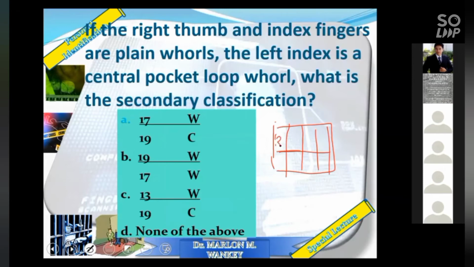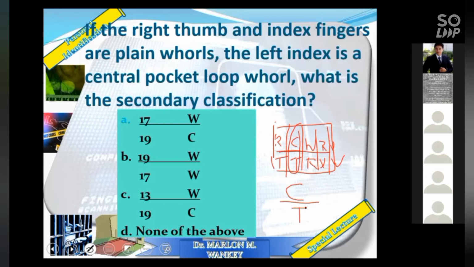Ito ay radial, central, whorl. This is whorl. This is radial. This is ulnar. This is tented, radial, ulnar, and whorl. Ang kukunin lang natin automatically yung index finger. So your secondary classification first group is C over T. You all need to know to get is the ATR.